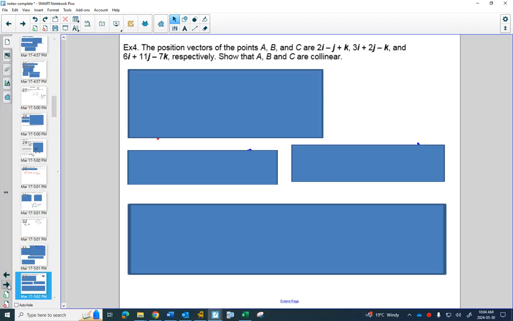So here are 3 vectors, A, B, and C. One vector goes like this, another vector goes like this, another vector goes like this, and they want you to show that all 3 of them line up in a straight line. They're all collinear, meaning that if you joined all those 3 points, they would be in a straight line.